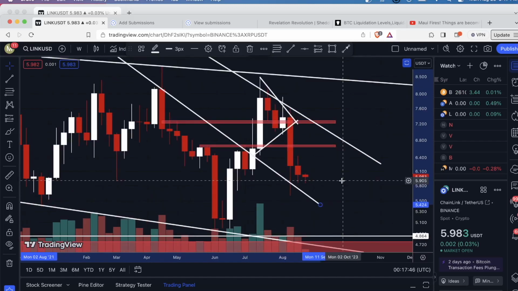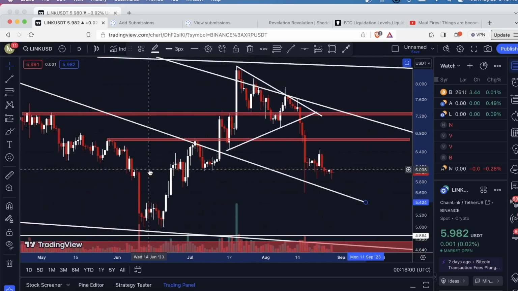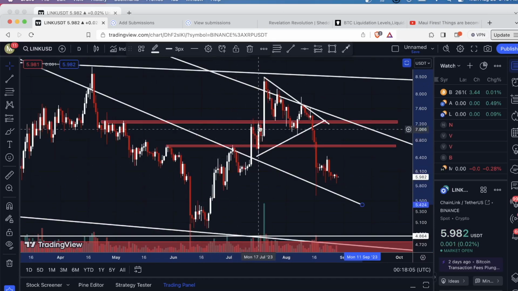So the current trading range for the Chainlink price is going to be between these two diagonal trend lines, right? One being a support and the other being a resistance. So I'm going to go to a smaller time frame, and let's take a closer look here at the price action. So this right here was kind of disappointing.